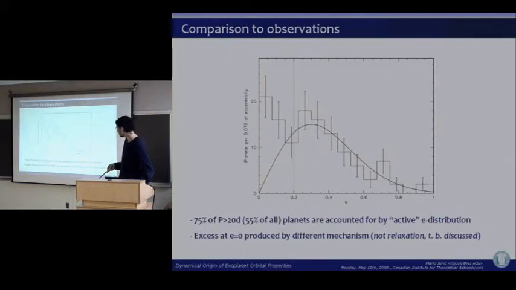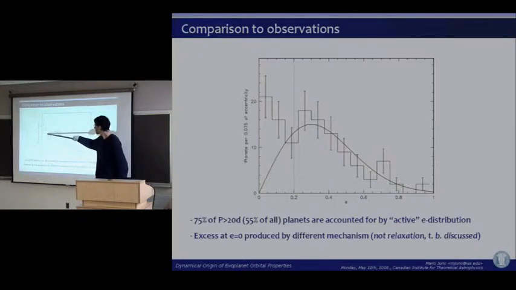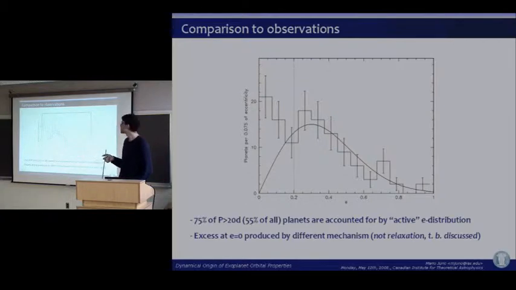Now, if this agreement means that this is the process that's producing the high eccentricity planets, the excess here has to be produced by a different mechanism, because it cannot be produced by relaxation, which is responsible for the shape of this curve, as I will argue soon.